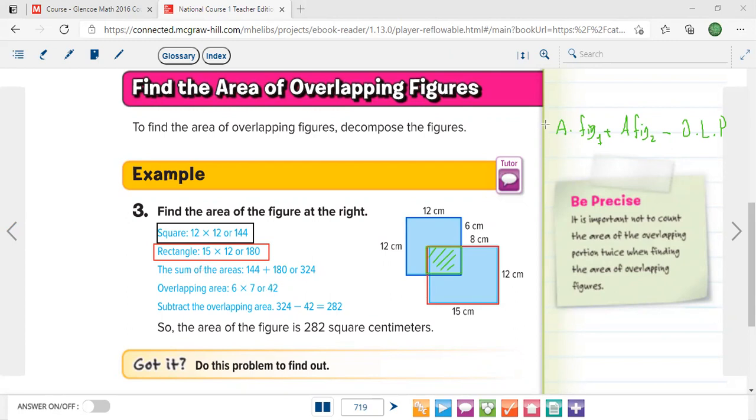And we find the sum of them, 324. Now we evaluate the overlapping part, 7 by 6. How do we know that this is 7 and this is 6?